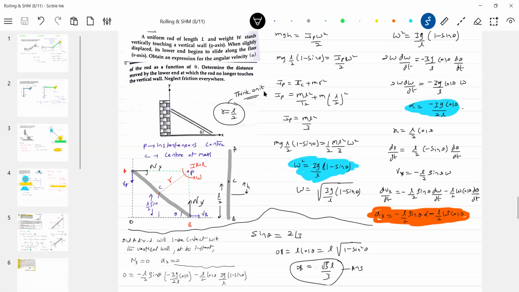Everyone knows how to get this omega. So do remember, if they ask you for angular acceleration or any of these things, you can focus here. This alpha is very important. If you know alpha, can you calculate the acceleration of point B or acceleration of point A? Take help of the previous problem.